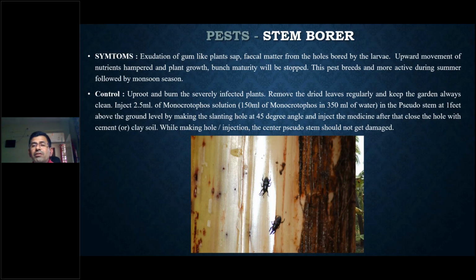How to manage? One is that we have to maintain the orchard very clean from planting to harvest. Even the dry leaves should be removed periodically. And if the infestation has happened, then how to manage? We have to do the injection at the stem portion. How to do the injection?